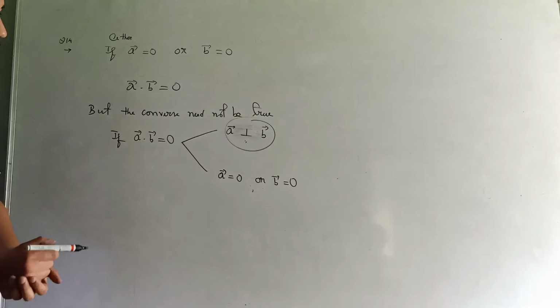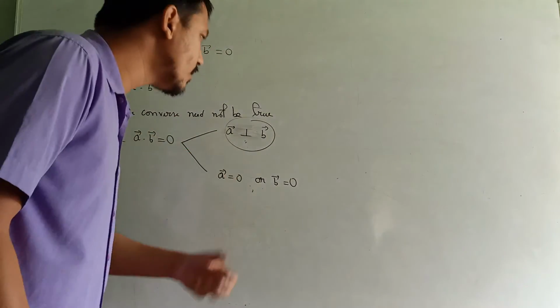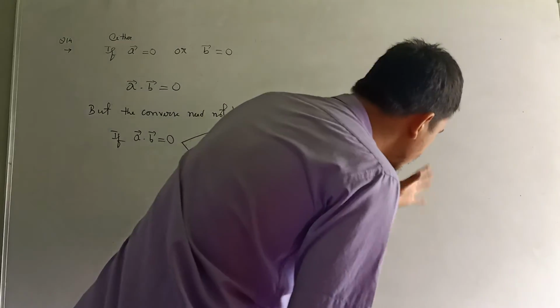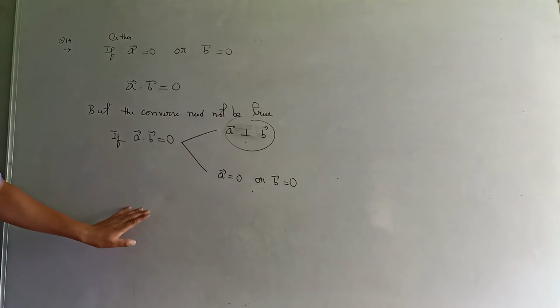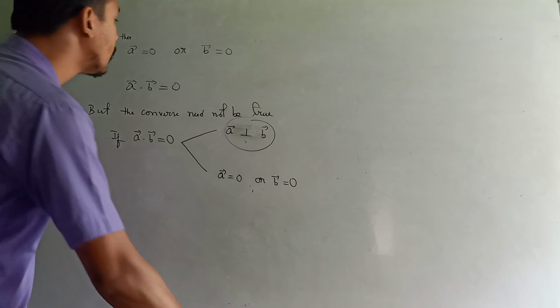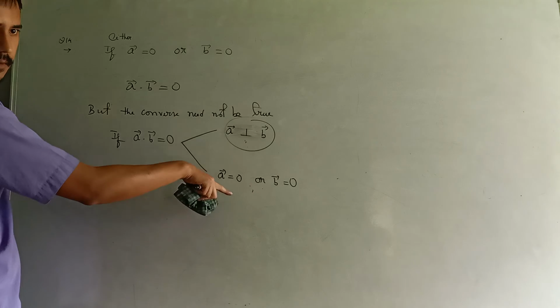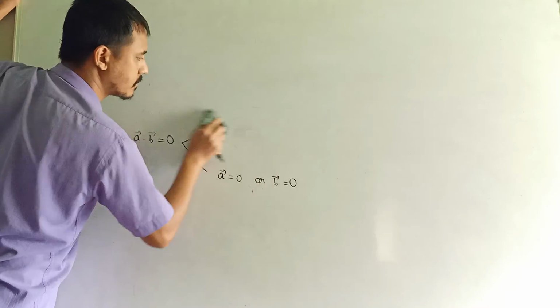Are you getting me? So you can take A as a non-zero vector, since the converse is not true, and you take B as any non-zero vector, and you find out their dot product, and it should be equal to 0. Okay? You got it? Okay. Next.